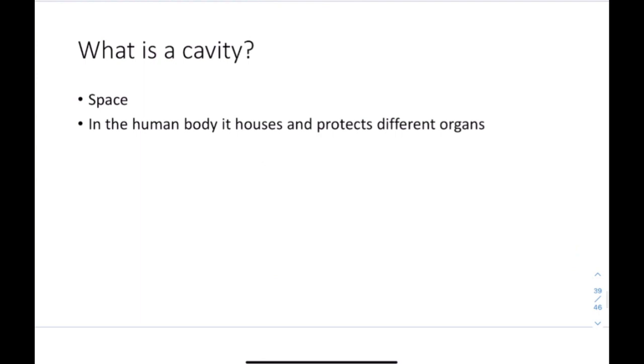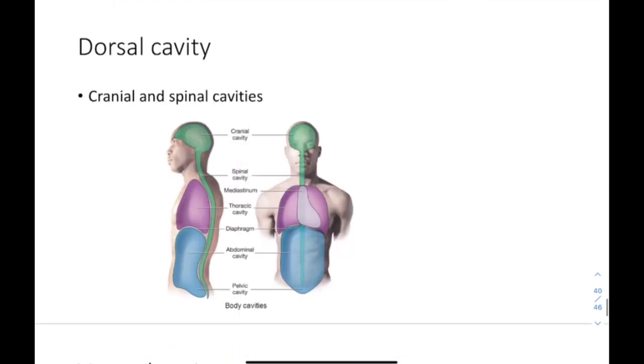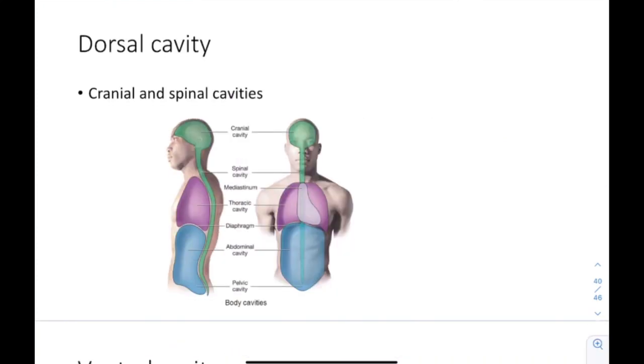Okay, now let's talk about what is a cavity. A cavity is a space in the body. It houses and protects different organs. Let's talk about the different cavities that are present. So first we have the dorsal cavity. Dorsal also means posterior. So we have the cranial cavity, which houses the brain, and we also have the spinal cavity, which houses the spinal cord.